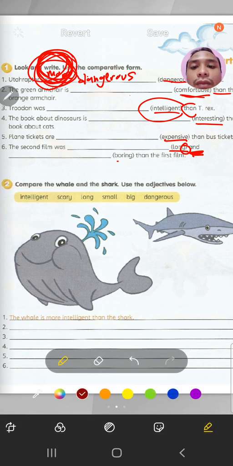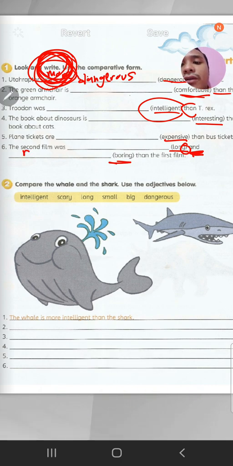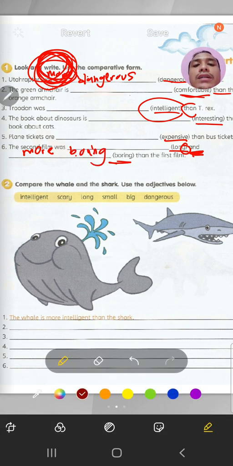Dia sambung N. Ada boring. Okay, boring ni macam mana? Panjang kan pendek? Dia tak panjang, dia tak pendek. Di tengah-tengah. So, dia tak boleh jadi boringer. Tak boleh jadi boringer. Dia more boring. This one, walaupun dia tak panjang, dia jadi more boring. Okay, some words awak kena hafal. Dia more or just tambah ER kat belakang ke kan. Ni awak kena hafal lah. Boring is one of the short words yang awak tak boleh tambah ER kat belakang. Understand? So, more boring than the first film.